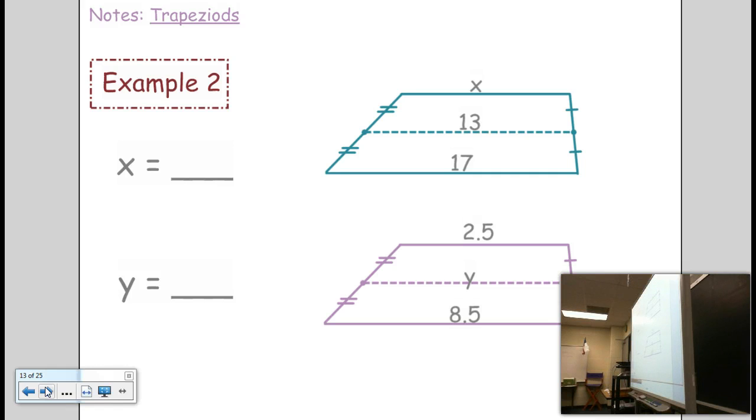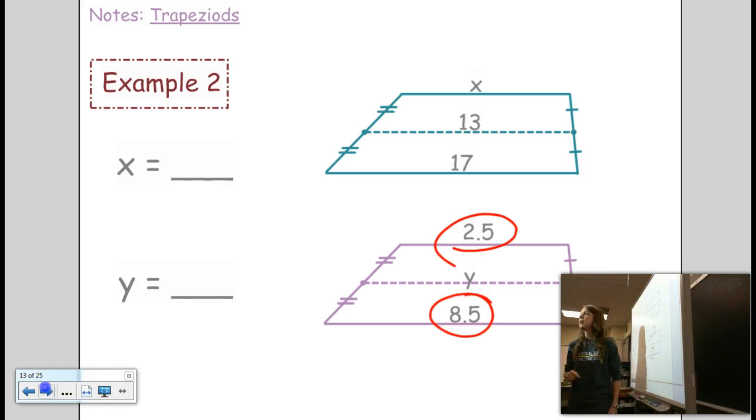Find the length of the midsegment. Go ahead and find it. I would find y first, because we already talked about how to find y. You add them up and divide by 2. You add them up and divide by 2, and then I'll talk about how to find x in a second.